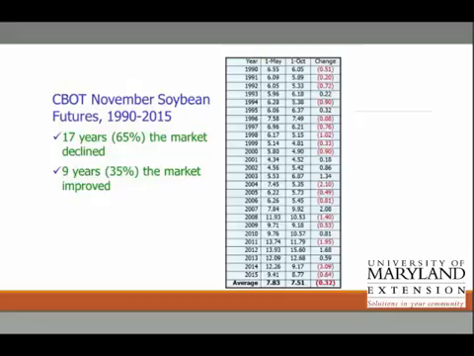This is the same chart for soybeans. You can see 17 years, or 65% of the time, the market declined from May 1st to October 1st, and 9 years or 35% of the time the market actually improved. And again, that 2012 year, we had a significant improvement. We also saw that in '07 and 2003. Again, with world markets, some of the South American markets, you can see a difference. But overall, on average, 32 cents is what the difference would be from May to October.